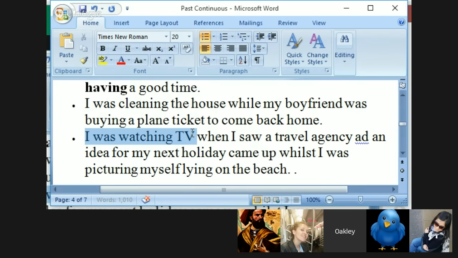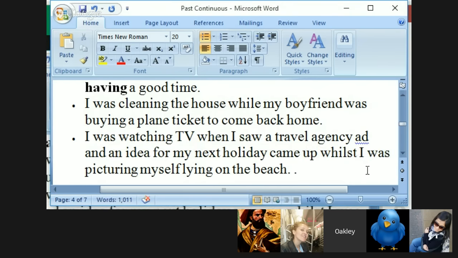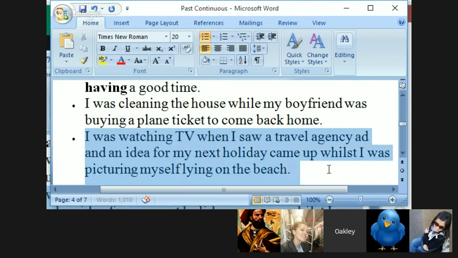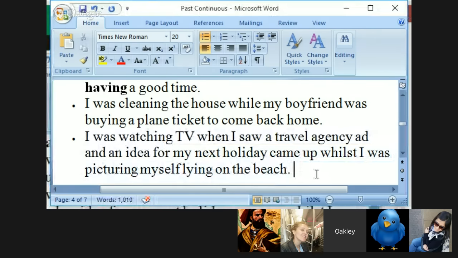Go back. I was watching TV when I saw a travel agency ad. Do we need the and here? And an idea for my next holiday came up whilst. Yes, that is a word, in case you were wondering. Whilst. It's very formal. It's very old English of you. Whilst I was picturing myself lying on the beach. Grammatically, it's okay.